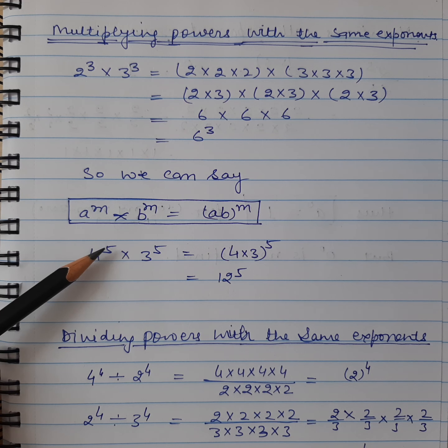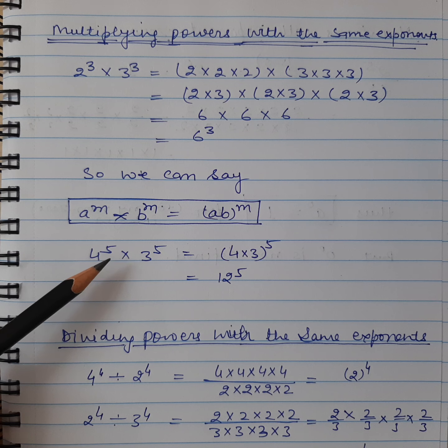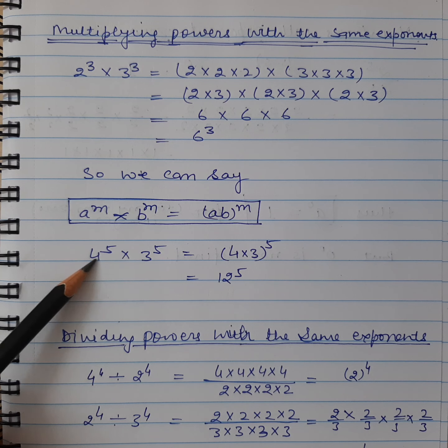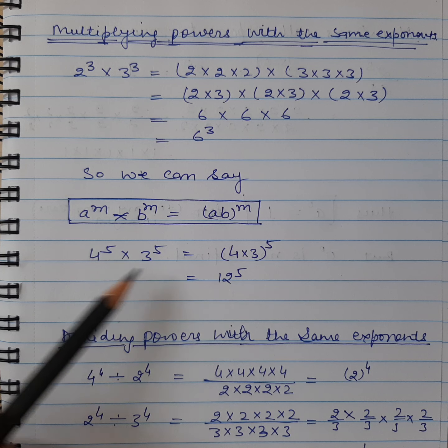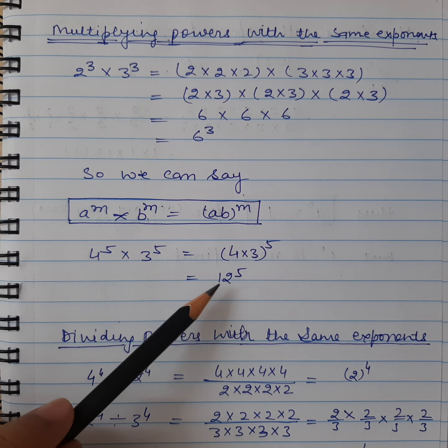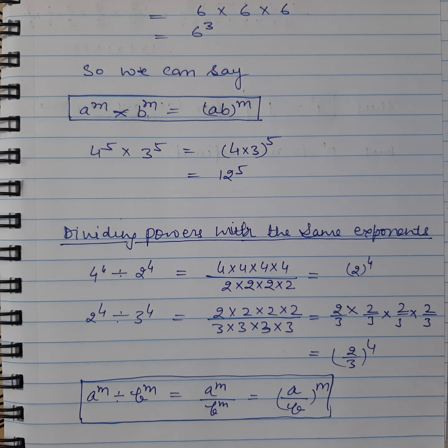4 raised to power 5 multiplied by 3 raised to power 5 will be 4 multiplied by 3, which is the multiplication of the bases, and then with the same exponent. So 4 multiplied by 3 will be 12, and then we have 5 as an exponent. So 12 raised to the power 5.